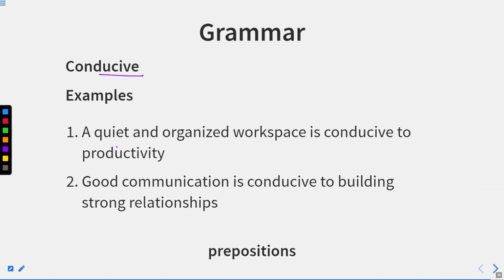So a quiet and organized workspace is conducive to productivity. Conducive to means required to. Good communication is conducive to building strong relationships.